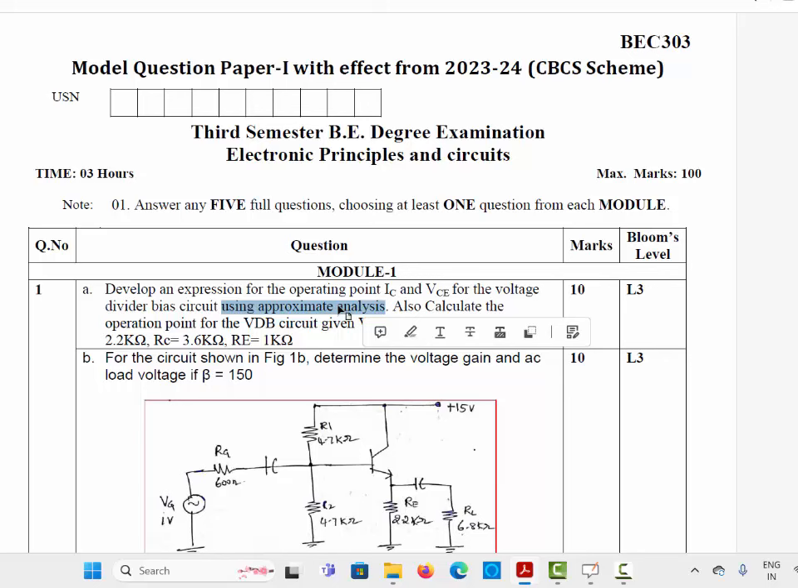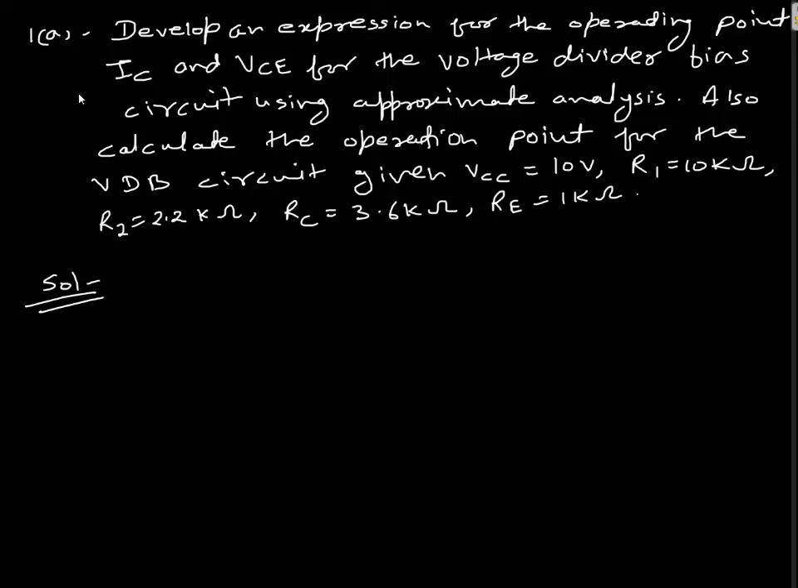So we are not going to do the exact analysis. We are going to do the approximate analysis and then calculate the operating point for the VDB circuit for given values. Values are VCC 10 volt, R1 10 kilo ohm, R2 2.2 kilo ohm, RC 3.6 kilo ohm, and RE 1 kilo ohm. So let us see what to do to solve this problem. So already I have noted down the question here.